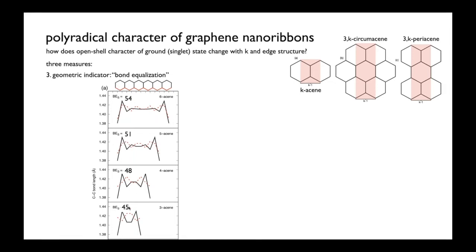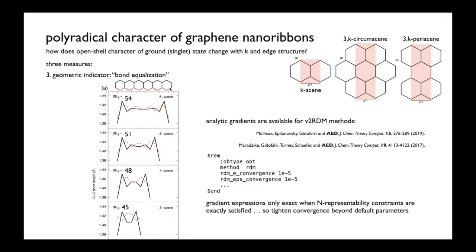And I can quantify that bond equalization. It doesn't really matter how, I can quantify it though. And I see that the bond equalization increases from 45 to 54 as the chain gets longer. So I have a greater degree of bond equalization that reflects open shell electrons at the edge of the molecule.